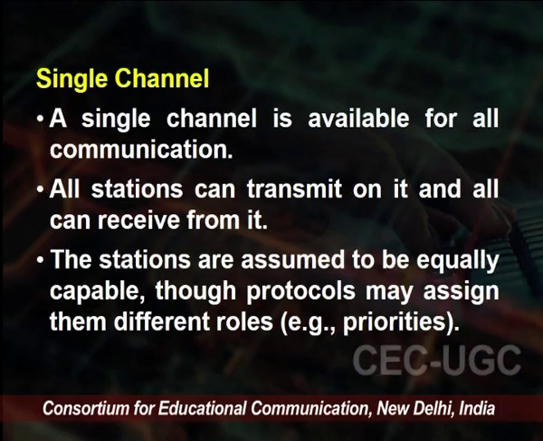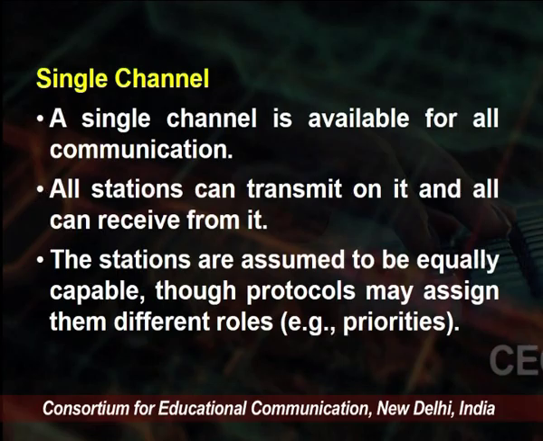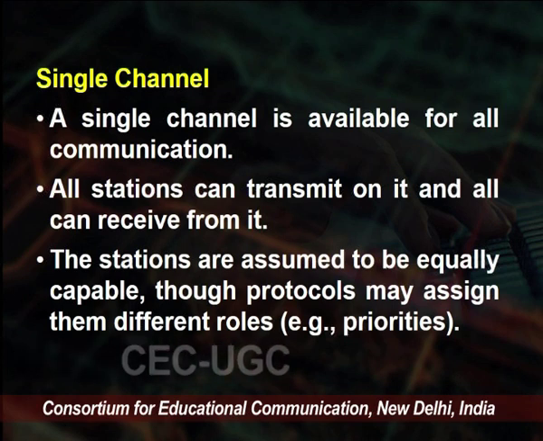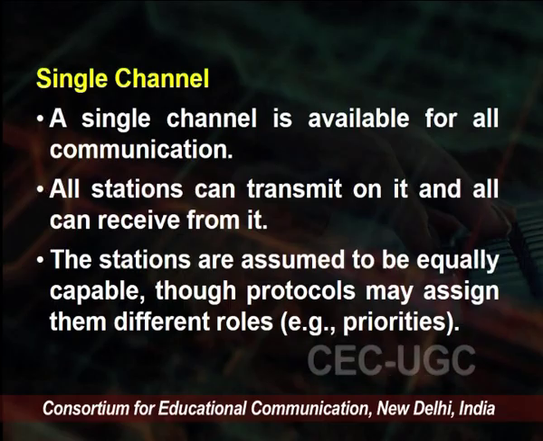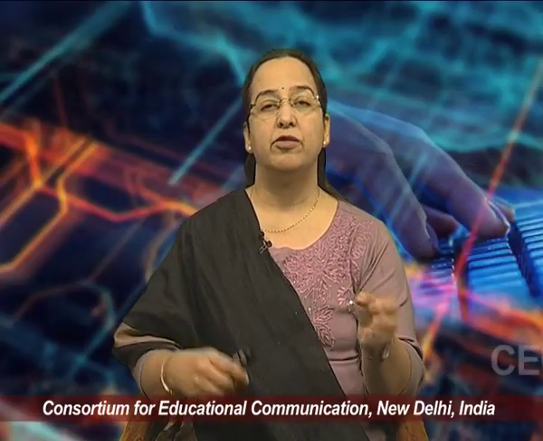So the assumption under which we are working is that all these stations are equally capable, although there are scenarios in which protocols may assign them different priorities. For example, under a particular protocol, station A may have priority for transmitting frames as compared to station B. That scenario is possible, but it does not mean that station B is not equally capable as A in frame generation. So, that is another assumption.